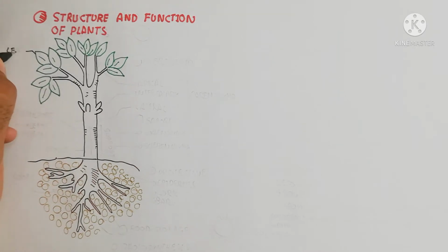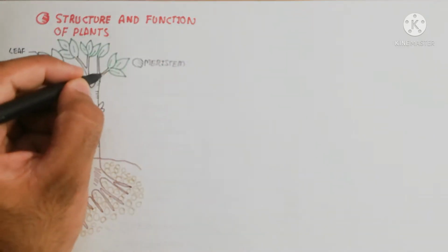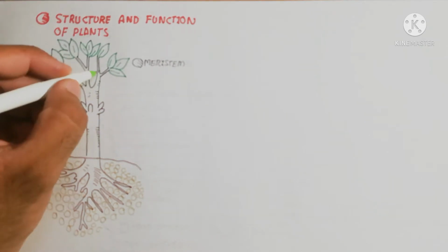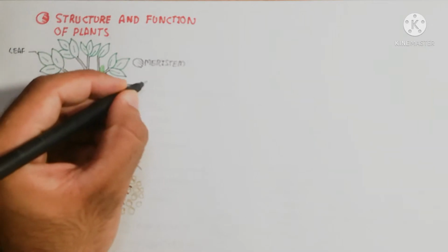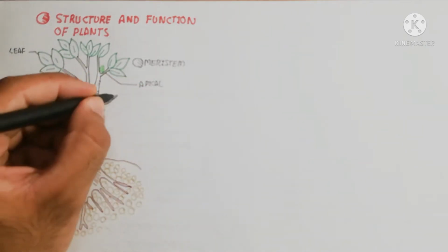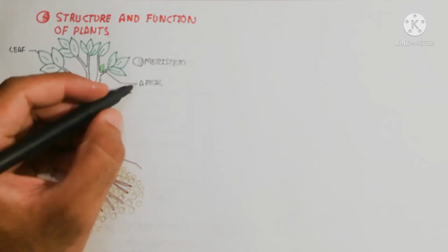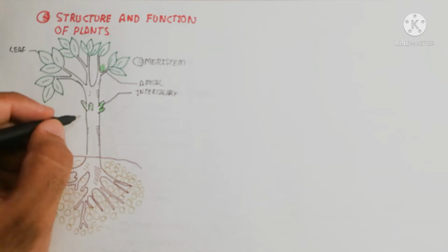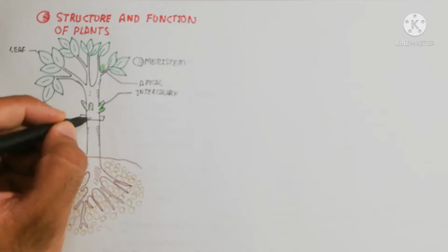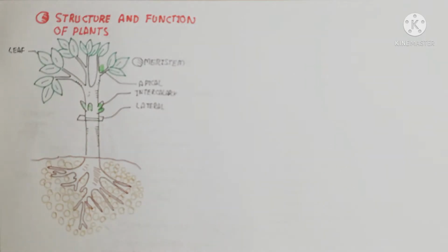So here is a plant which contains a leaf. The leaf is important for photosynthesis, and it is also used for respiration and transpiration. So here is the meristem. The meristem contains apical meristem, intercalary meristem and lateral meristem. The intercalary meristem is here, while the lateral meristem is inside in the form of cambium.